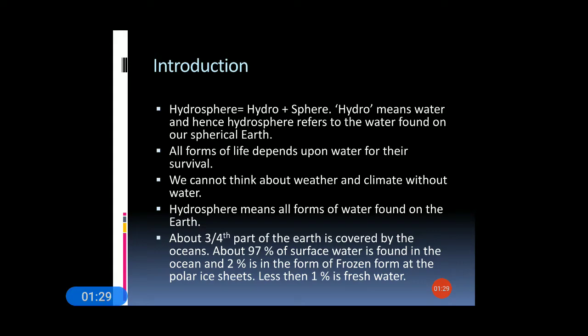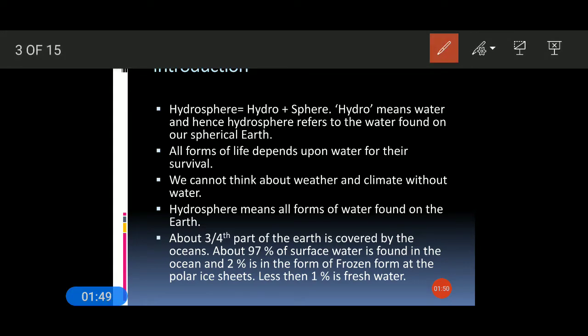So hydrosphere exists in different forms: solid, liquid, or gaseous. It also says that 3/4th part of the earth is covered by ocean, or you can say is covered by water. So let us draw a diagram here. If we classify earth into four segments, then this part is covered by ocean, and only this part is land. That means the majority of the earth is covered by water bodies.